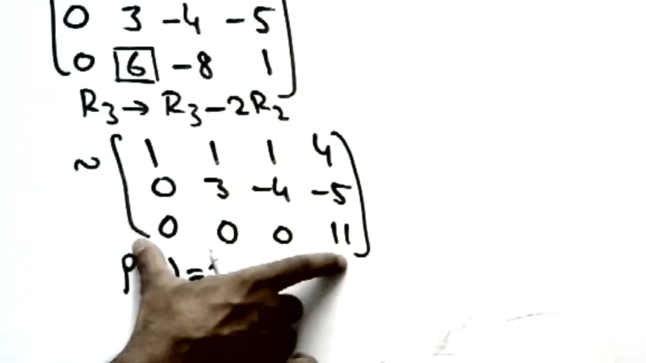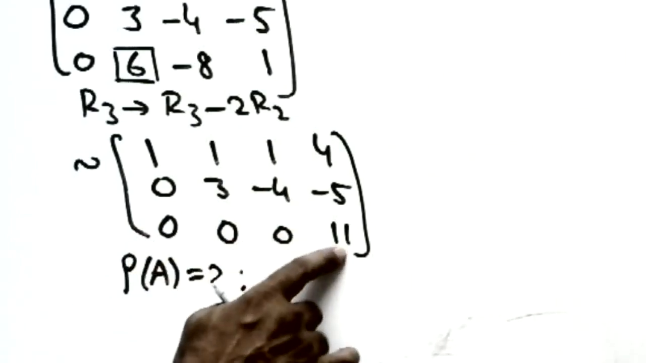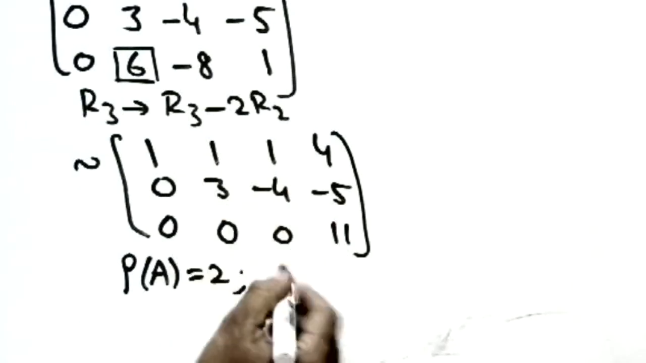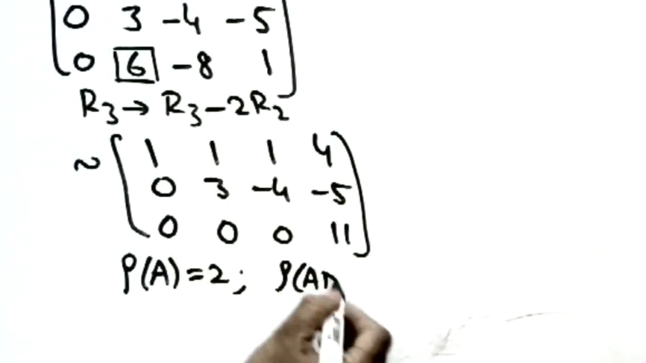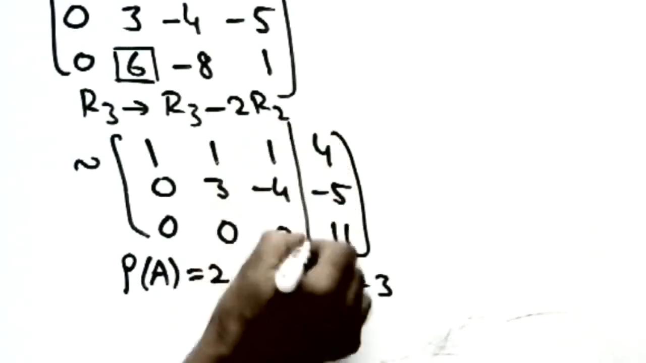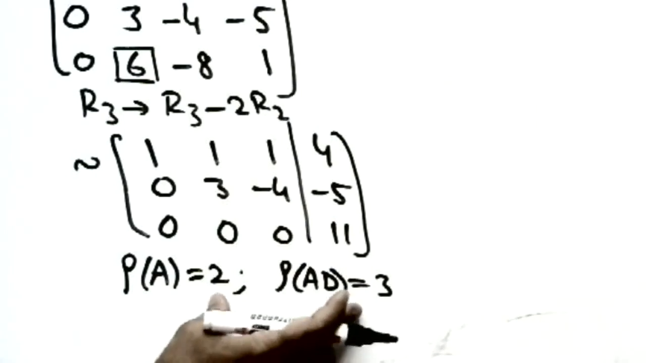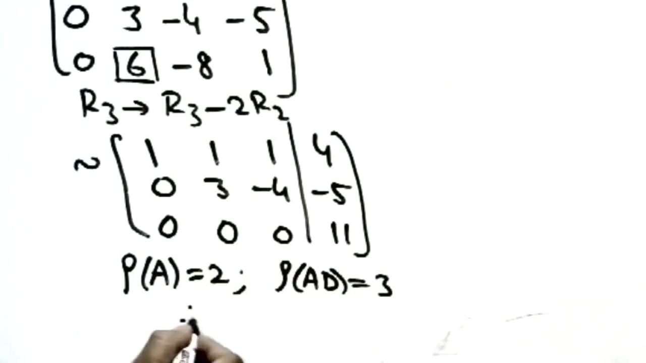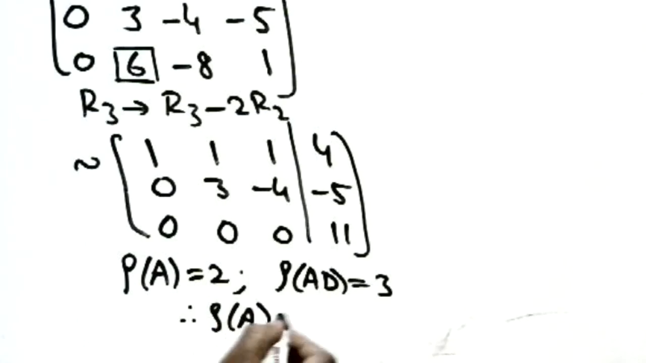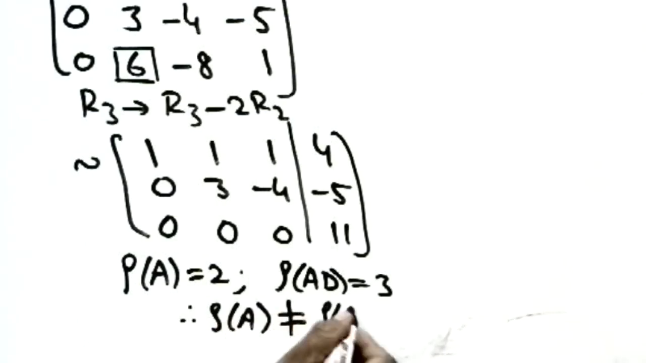Whereas you see here, if we take AD, the complete matrix, here the number is left. So the rank of AD will be 3. Since the two ranks are not equal, therefore we write rank of A is not equal to rank of AD.